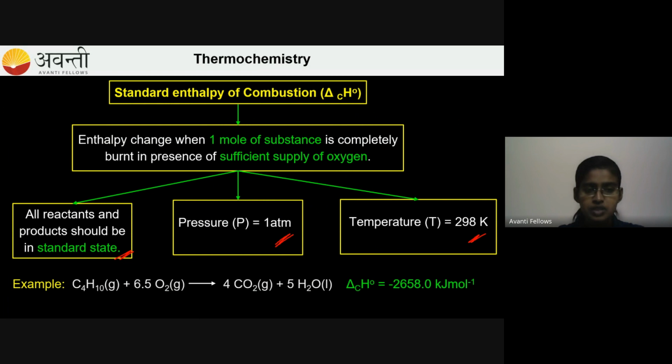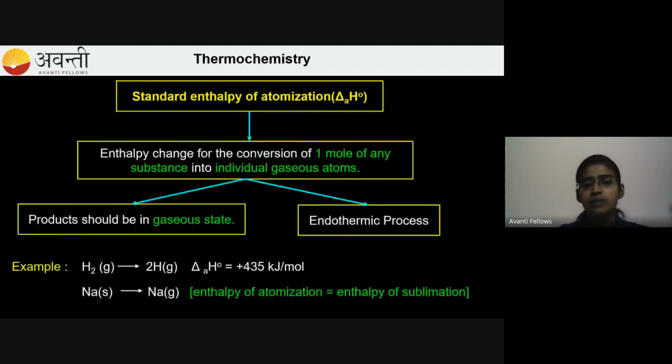Okay, and here you see butane is burned with 6.5 moles of oxygen, producing carbon dioxide and water. And we can write the standard enthalpy of combustion for this reaction. It is around minus 2658 kilojoule per mole.